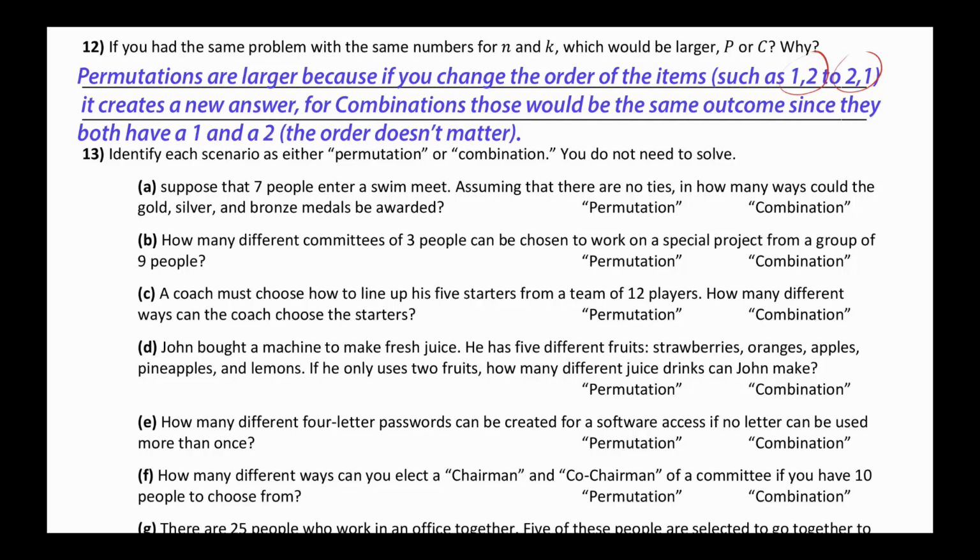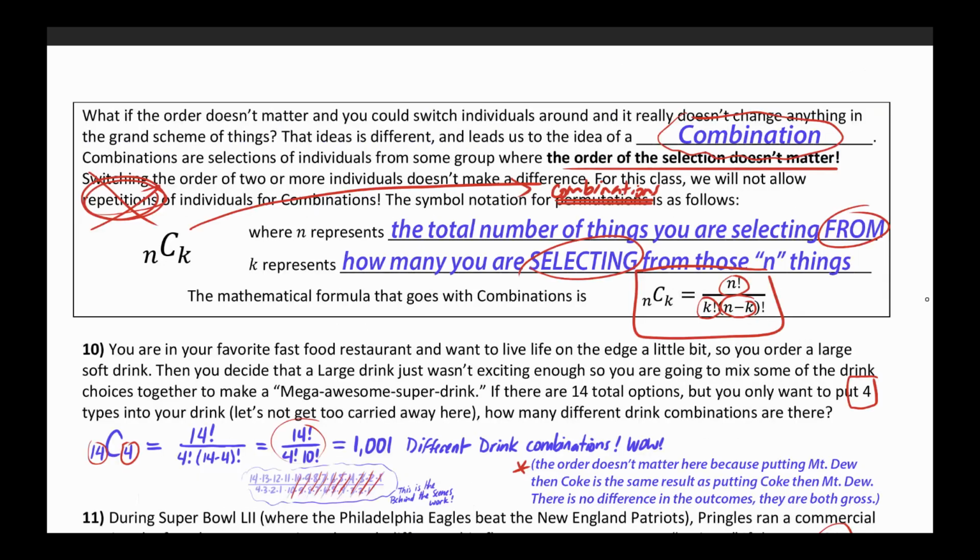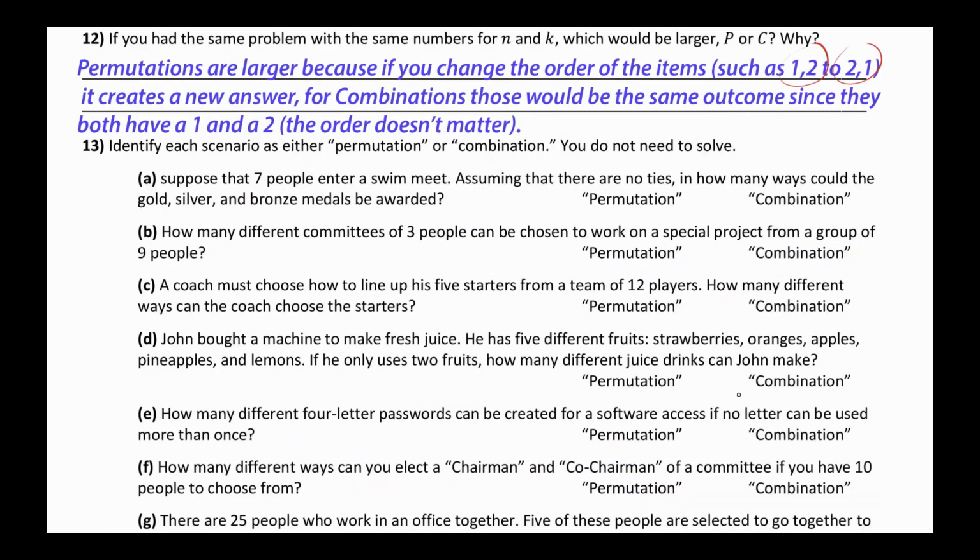You can also see this back in their formulas. For combinations, you are dividing by a little bit more than permutations. Permutations don't have the k factorial piece. So if you're dividing by less, your answer will be more. That's why permutations are more.